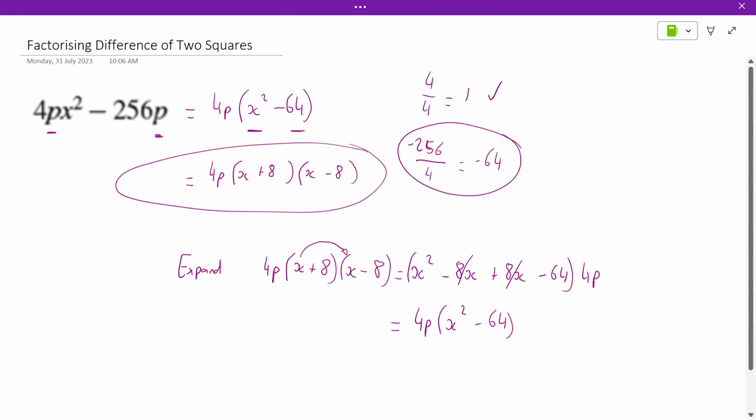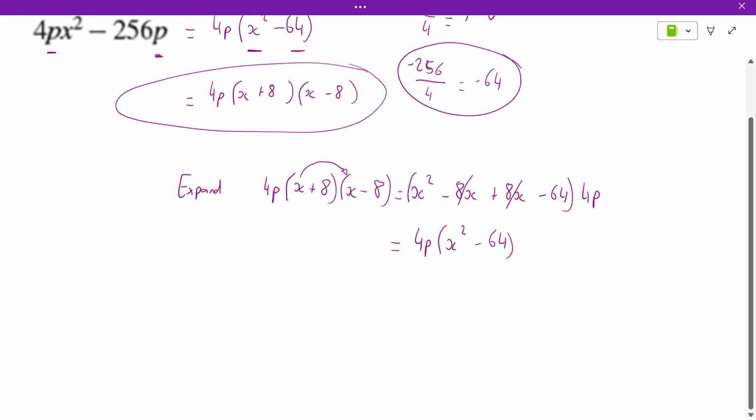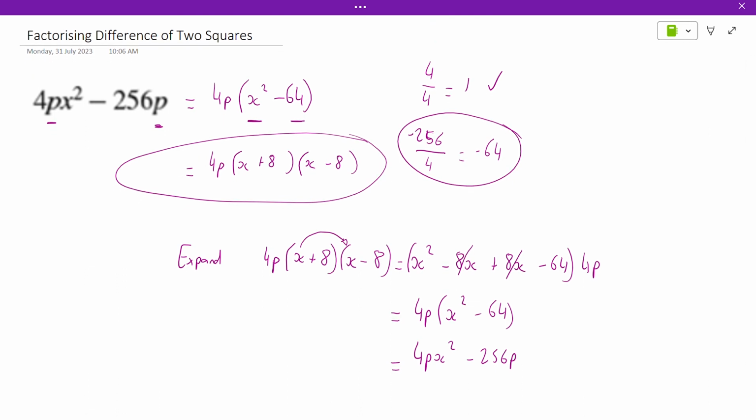Already this is looking familiar to what we had in the first step right at the start. If we multiply this back out again, we will get 4px squared minus 256p. So we've ended up right where we started. This answer here is the same as this one down here. So we know we factorized it correctly.